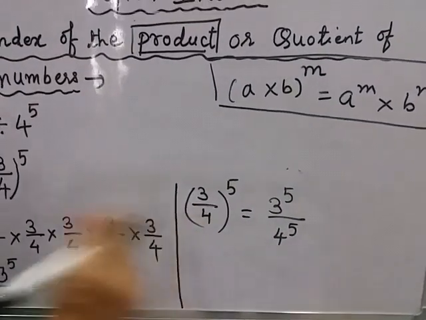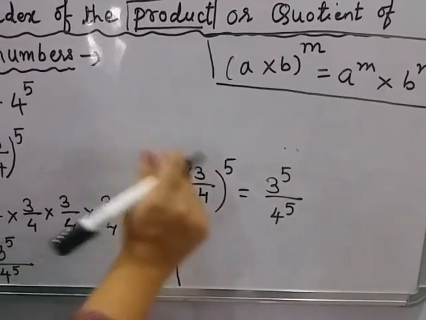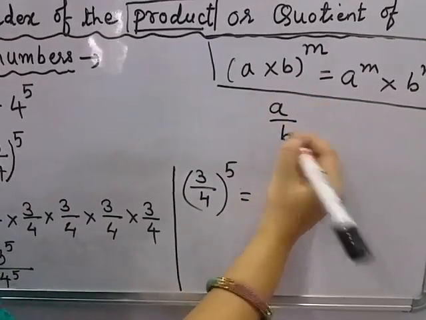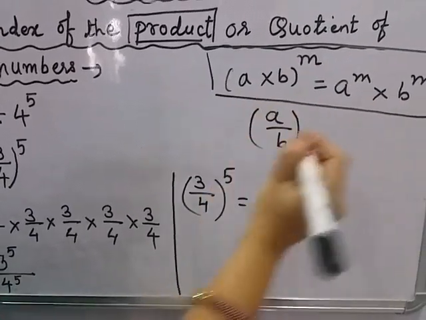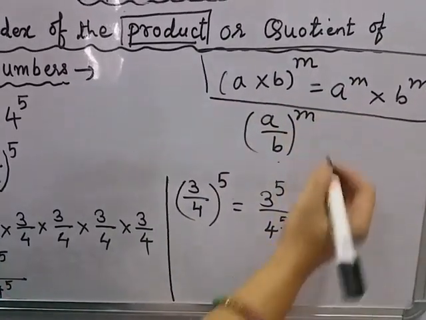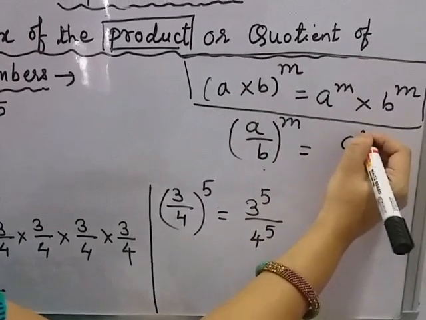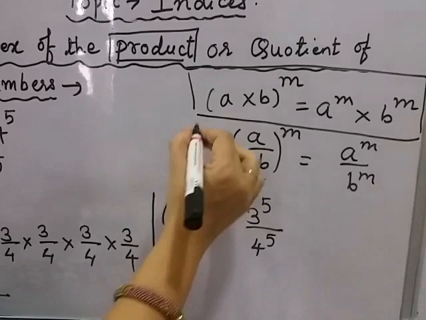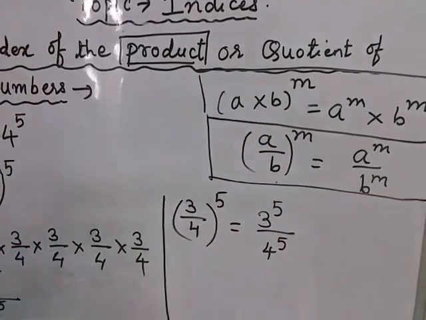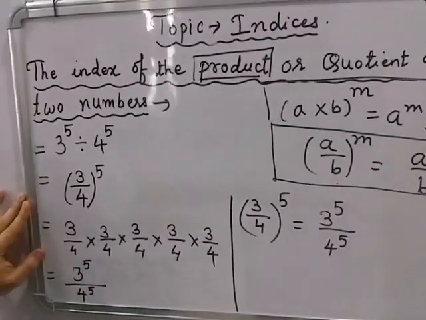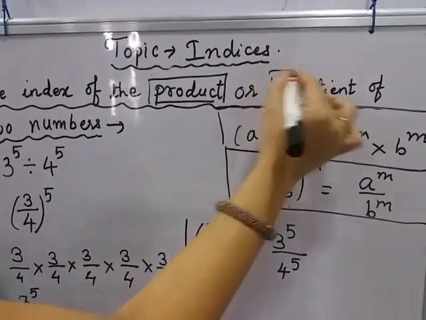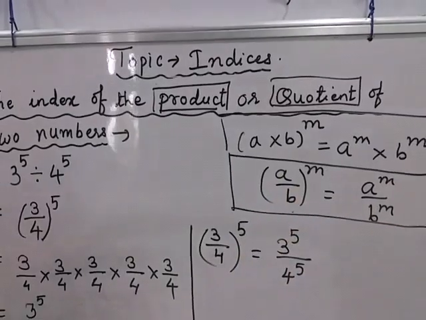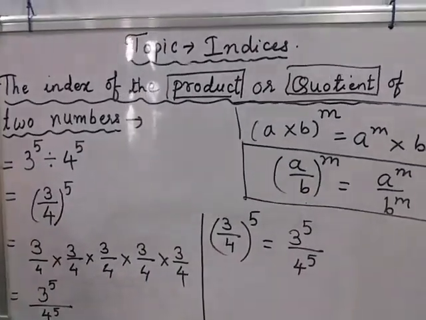So how will we get the law of indices over here? For these two different bases, we'll take again A and B. So A upon B raised to only one index, for that we'll take M. That is equal to A raised to M upon B raised to M. Student, I hope you understand how to derive these formulas, one with a product and now the second one with a quotient. So you have to write down both these laws of indices in your maths notebook.